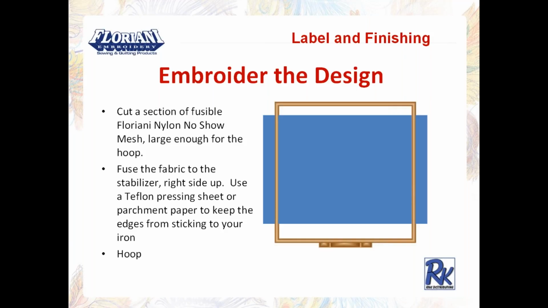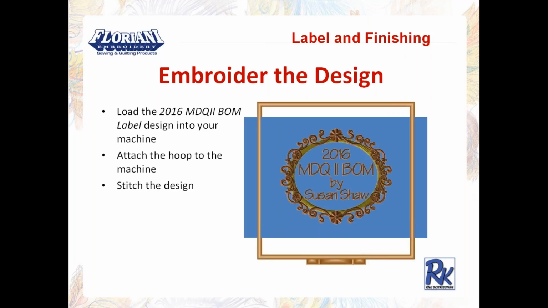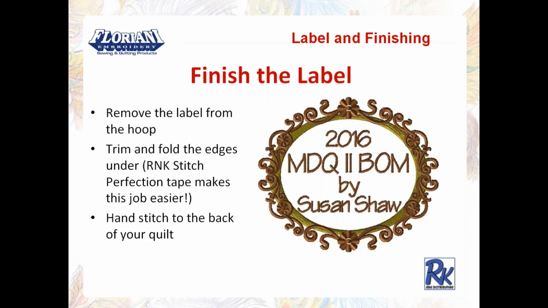So once you've got the fabric fused down, you want to go ahead and hoop it, and then we're going to put the hoop in the machine. We're going to load the 2016 MDQII BOM label design into the machine and just go ahead and stitch it. And it's got two colors, but if by now you haven't figured out that you need to change the thread, well, you should. All right, so we're going to move on.